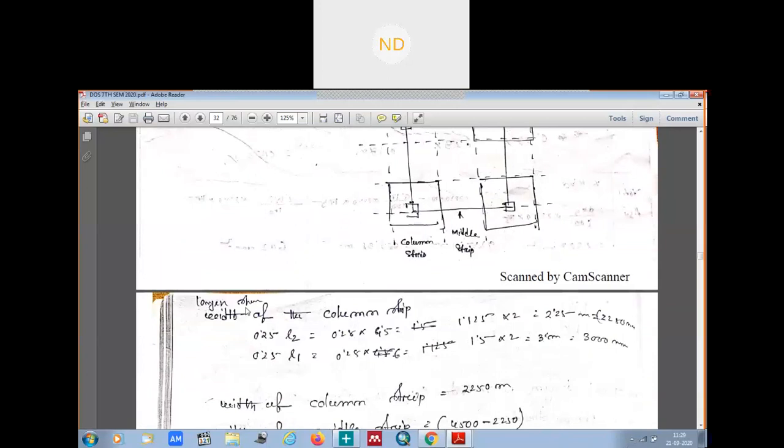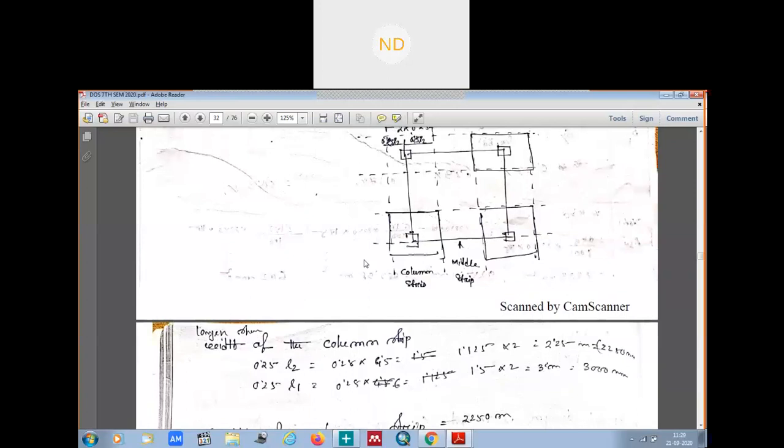So that is for the longer span. Since here there are two different spans, longer span and shorter span, different lengths are given. So along the longer span, the width of the column strip is 0.25 L2 we have calculated. L2 is what? For the longer span, this is your L2. This is L1. For the longer span, this is L1. This is L2. So from center to center, it is L2.